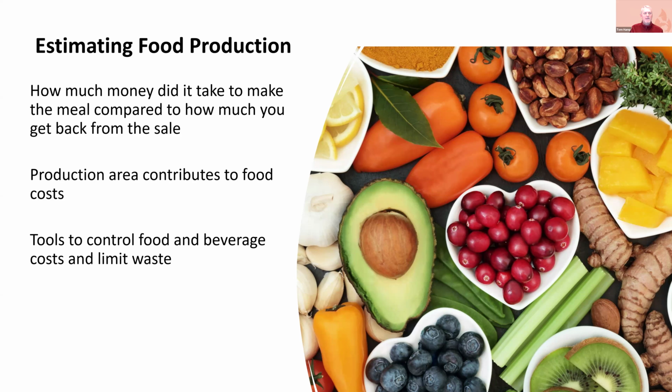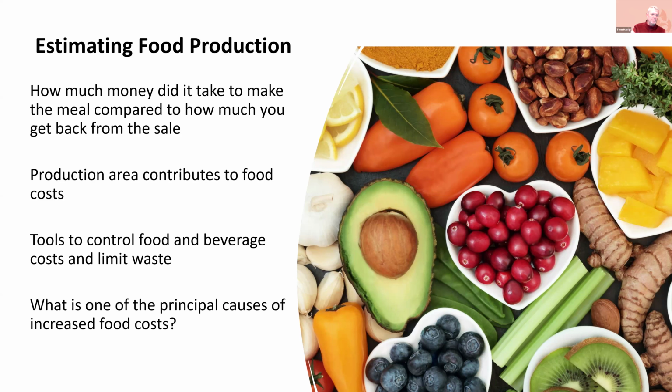That's one different way. So again, production area contributes to food costs, tools to control the food and beverage costs and limit waste. And what is one of the principal causes of increased food waste? So we'll get into that. And the answer to that question really is overproduction sometimes by the kitchen. But again, might not be their fault. It's one of those things that this is what was forecasted for this particular area, and we produced those, and it wasn't going to be used by guests and that type of thing.